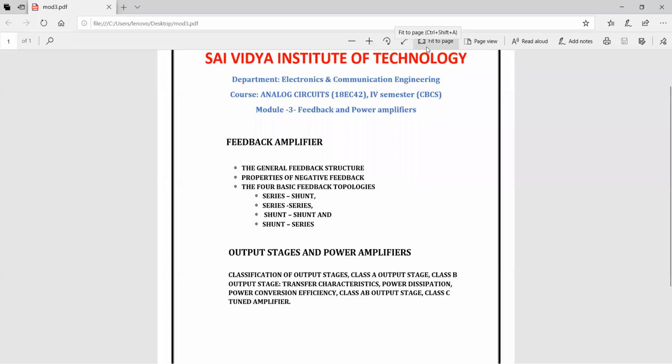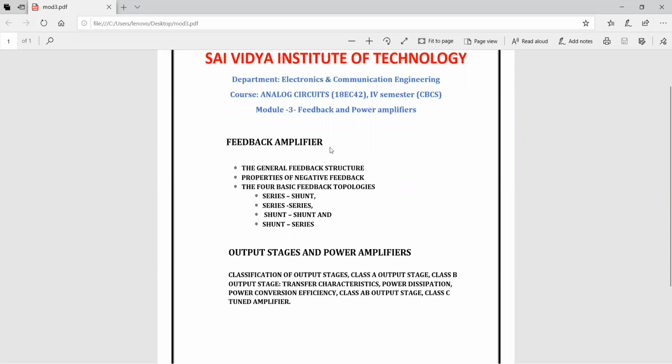Hello everyone. Today we'll be starting off with module 3 titled Feedback and Power Amplifiers. In this module we'll be studying feedback amplifiers, output stages and power amplifiers. The feedback amplifier forms the first half of module 3, and the second half of module 3 is output stages and power amplifiers.